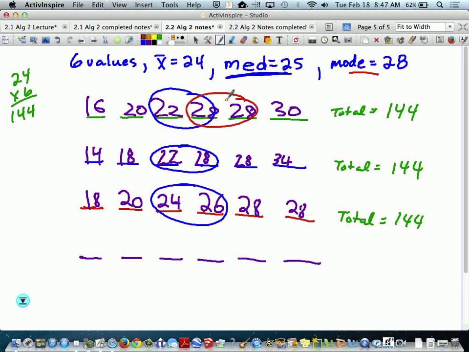So this person has 2, 1 of everything else. This person has 2, 1 of everything else. This person has 2, 1 of everything else. So those data sets are working. Perfect.